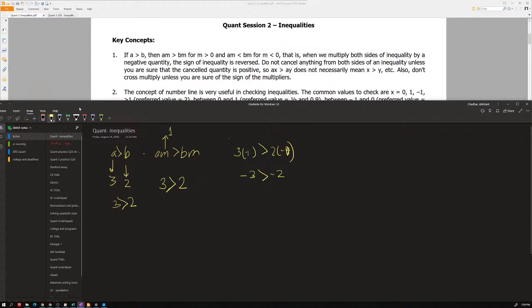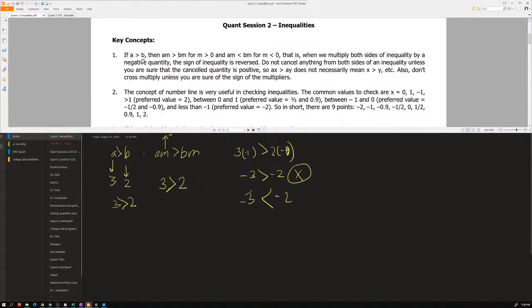But in the real world, this is wrong, right? So whenever there is a minus sign, we actually switch this operator. Whenever we multiply by a negative number, we switch the sign, and whenever we multiply by a positive number, we keep the sign. So that's what this is. If a is greater than b, then am is greater than bm for m greater than 0, that means m is positive, and am is less than bm, that means the sign is switched, when m is negative.